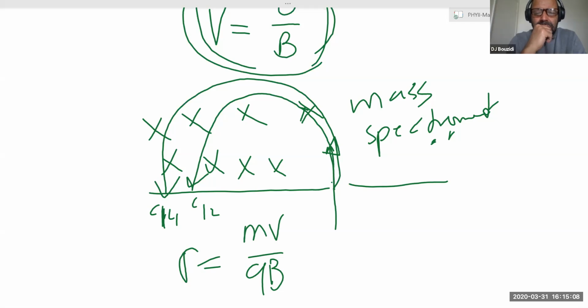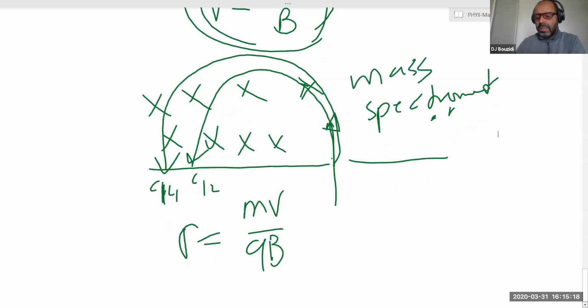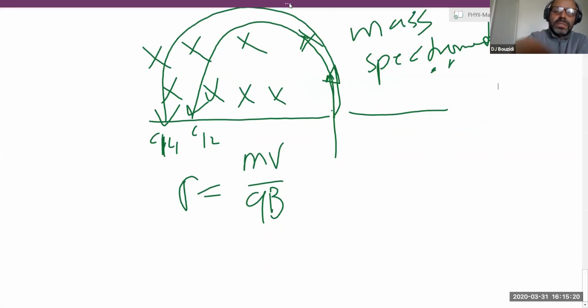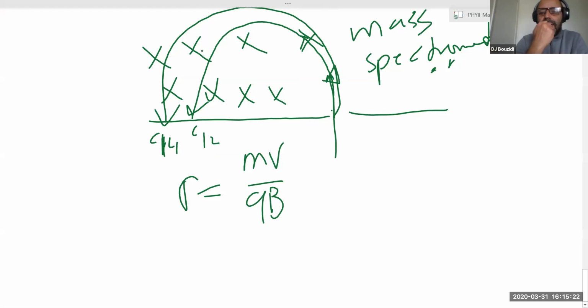And you do this by running them through a velocity selector, and they bend in different areas. I know I didn't talk about some of these things in the notes, but I'm hoping that you are reading through these things and you understand them. I hope this makes sense in terms of the general idea.